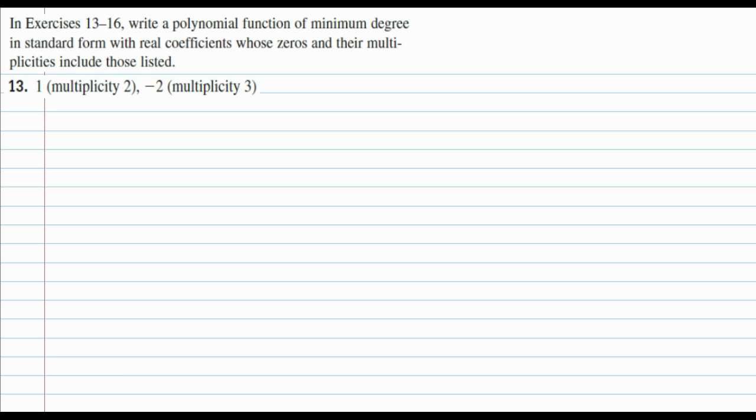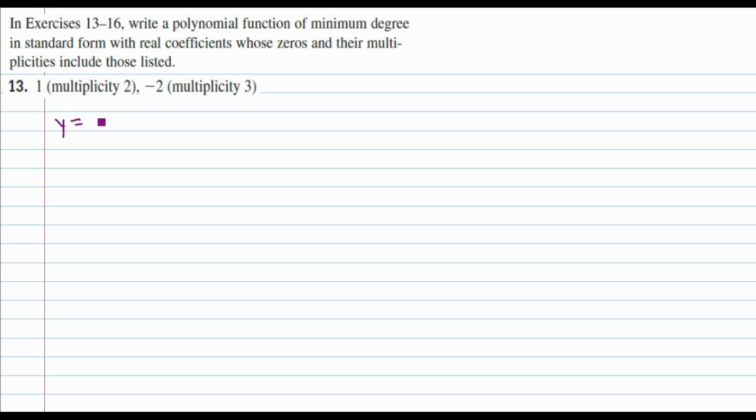The now try problem for example 3 is number 13. Write a polynomial function, again, of minimum degree in standard form. So yes, you have to multiply all that out, with real coefficients whose zeros and their multiplicities include those listed. So I am going to first write out the factored form of the polynomial.